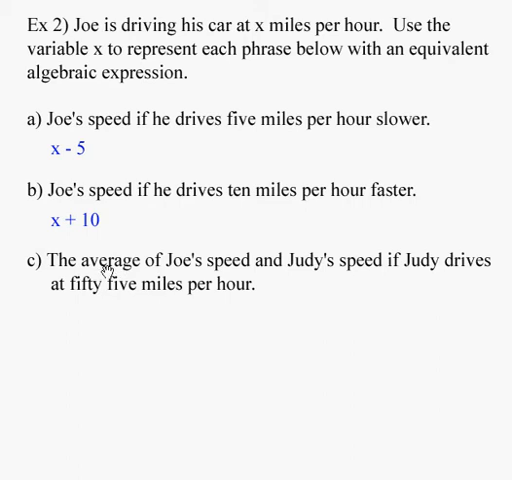Average means add together all the numbers there are and divide by how many numbers there are. So let's read the problem and see how many numbers there are. Joe's speed and Judy's speed, if Judy drives at 55.